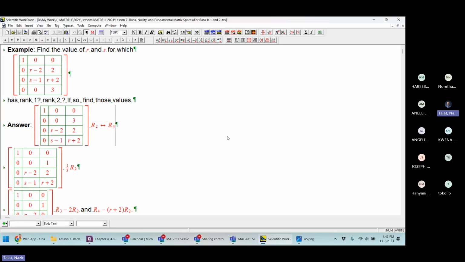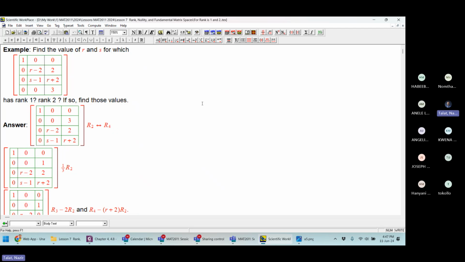I have one problem which I have already shared on the website of the module MAT2611. For instance, find the values of r and s for which A has rank 1 and A has rank 2. Now, the important thing is that we need to apply the elementary row operation here. For example, we can see that here we have 0, so we can interchange the rows and apply the elementary row operation.